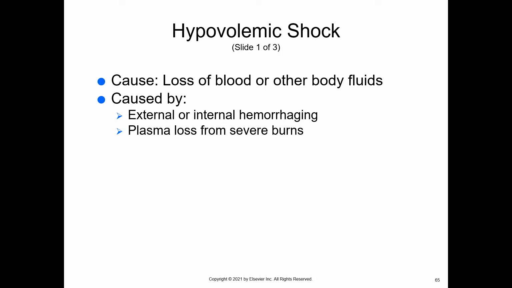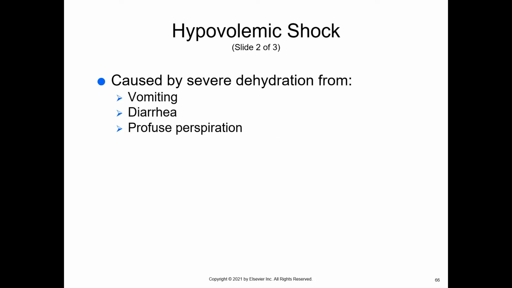In this section, I'll be describing the different types of shock. We describe the symptoms of all of these types and how to best treat this. So now we're going to describe the different types. Hypovolemic shock. Hypovolemic basically translates to low volume levels. This is caused by a loss of blood or other body fluids, either from external or internal hemorrhaging, or plasma loss from severe burns. Plasma, of course, being the fluid component of our blood.